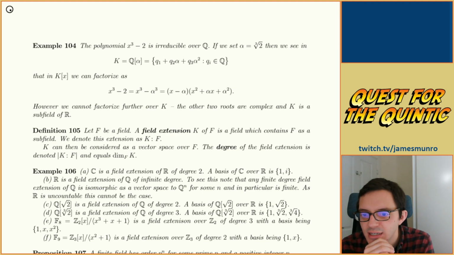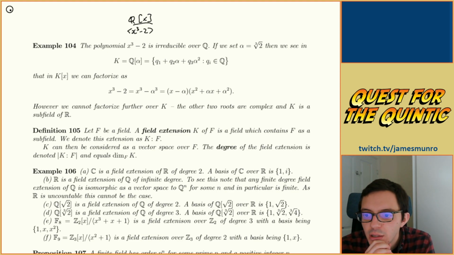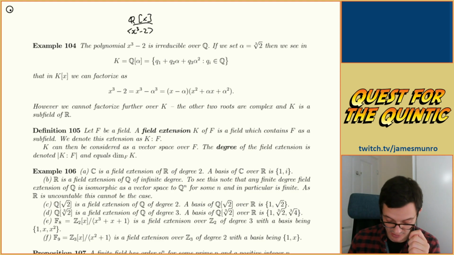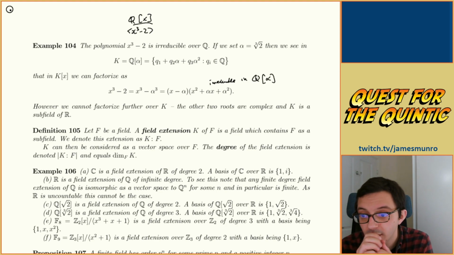The other two is complex and K is a subfield of R. Oh, okay. So, bringing in the cube root of 2 by doing this, which I guess we built by doing polynomials quotiented by the ideal generated by x cubed minus 2, cannot factorise further. The other two is complex and K is a subfield. Okay, so the other bit, this is irreducible, and even irreducible in Q of alpha, Q root 2. Okay, here we are then.